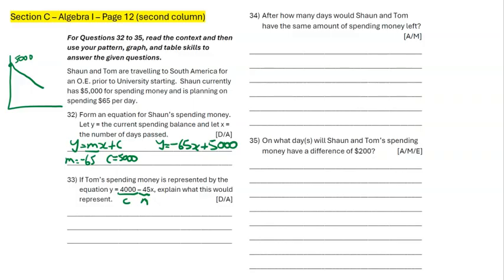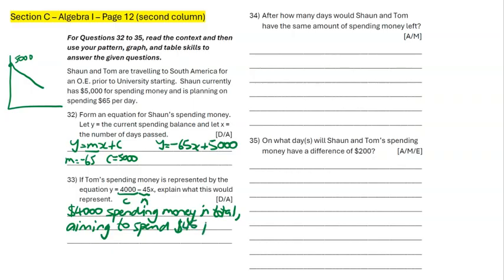So we're going to put that in a sentence. So let's go: $4,000 spending money in total, and then he's aiming to spend $45 per day. I think that would wrap up. So we can see his budget: he's got less money to spend, so he's got 4,000 instead of 5,000. That's why he's going to spend less money per day.